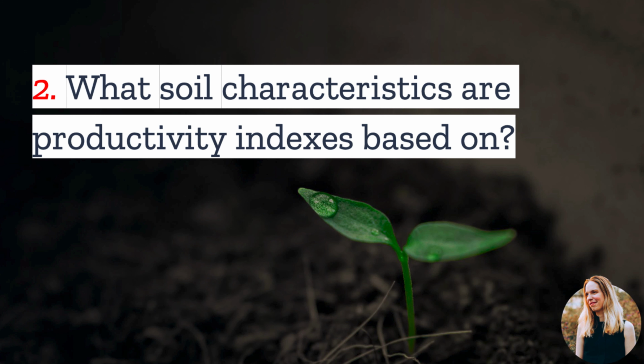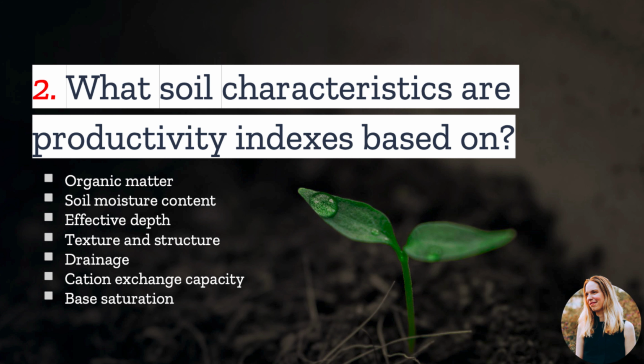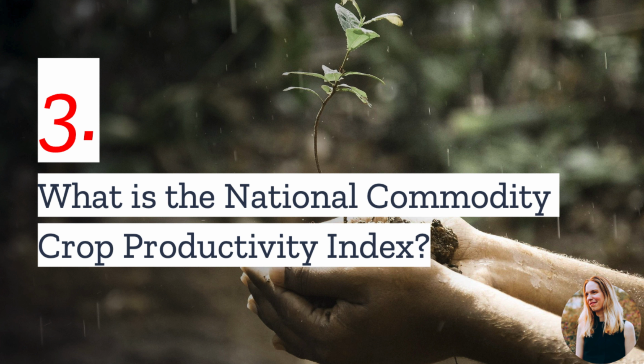Number 2. What soil characteristics are productivity indices based on? Well, each soil productivity index uses a slightly different methodology, but some of the characteristics include the amount of organic matter in the soil, moisture content, the effective depth, texture and structure, drainage, cation exchange capacity, base saturation, and mineral reserve.